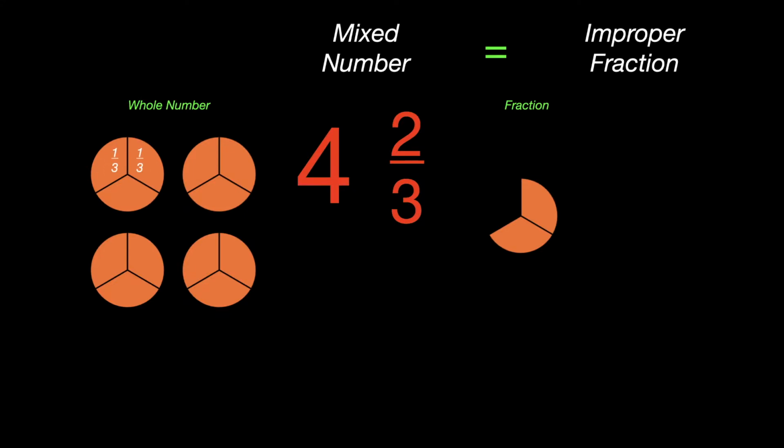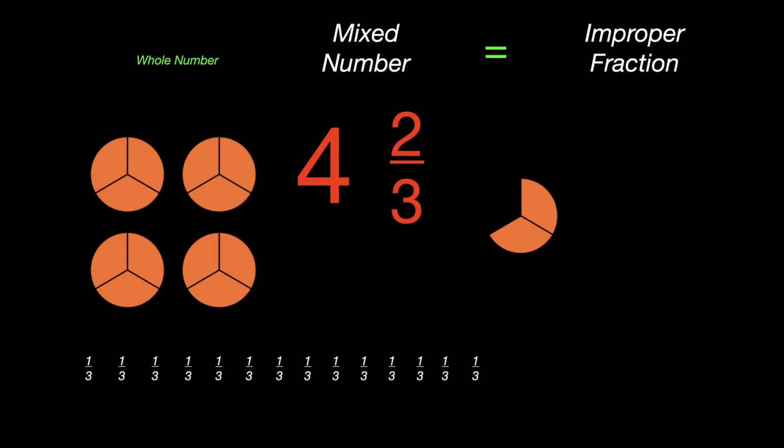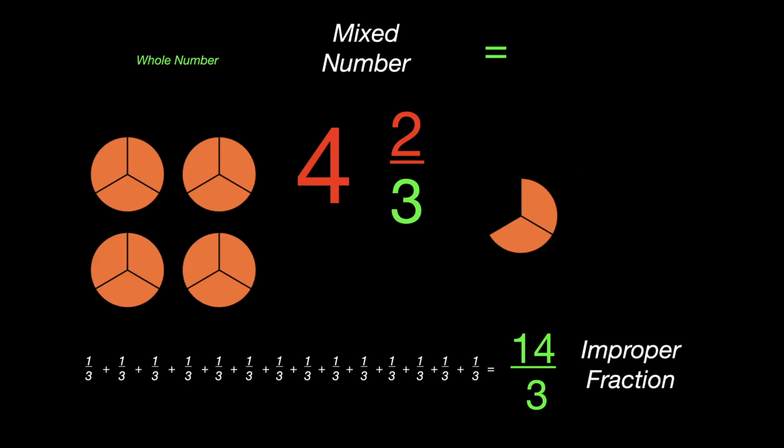So let's look at each piece of our circles as thirds. And if we take all of those sections and add them up, all those 1/3, that would be equal to a total of 14 of them. Now 14 what? Well, all of them are thirds. So that would be 14/3. That's a fraction, and in fact, it's an improper fraction. Why? Because your 14 on top is greater than your bottom. So that's one way that you could show that with a model.